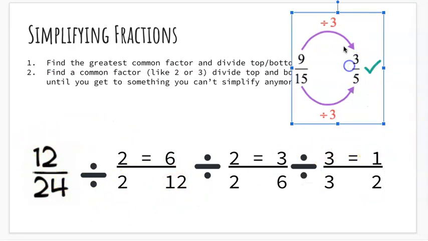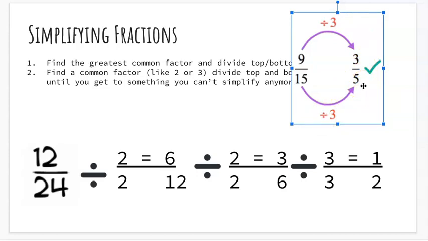The second example here is actually already done for you. So if you don't have an even number on the top, you can't divide by 2. So in this problem right here at the top that I've moved up, you would try and see if you could divide by 3. And since they're both divisible by 3, you can divide top and bottom by 3 over 3, and you'd get 3 over 5. So that would be your answer.